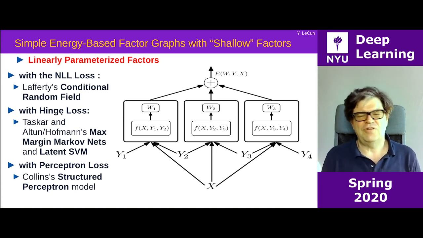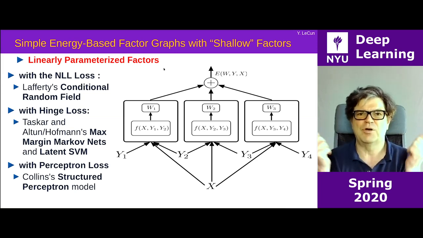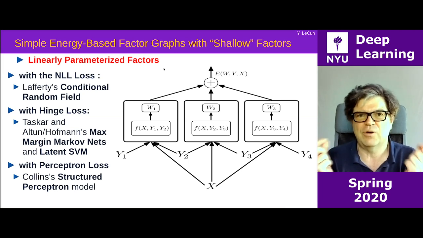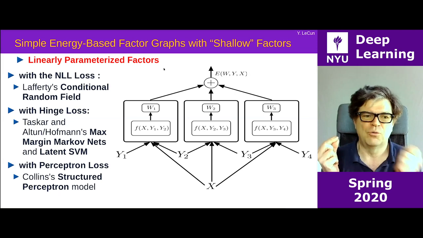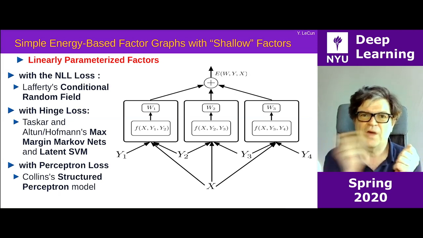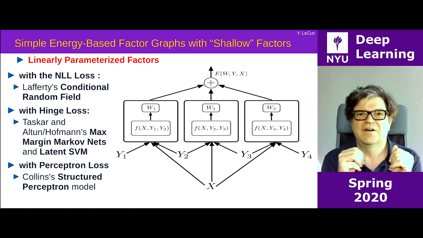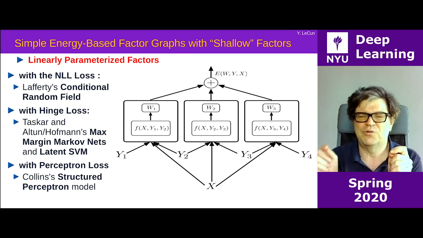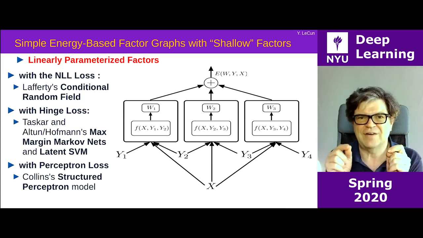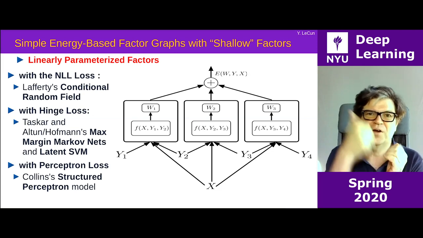Here's another idea. You can use a hinge loss. The hinge loss says, I want the energy of the correct answer to be low. And then among all possible incorrect configurations of y's, I'm going to look for the one that has the lowest energy among all the bad ones. And that one I'm going to push up. I don't need to push the other ones because they are larger anyway. So I'm just going to figure out which configuration of y1, y2, y3, y4 is incorrect but among all incorrect configurations has the lowest energy. And I'm going to push that up.